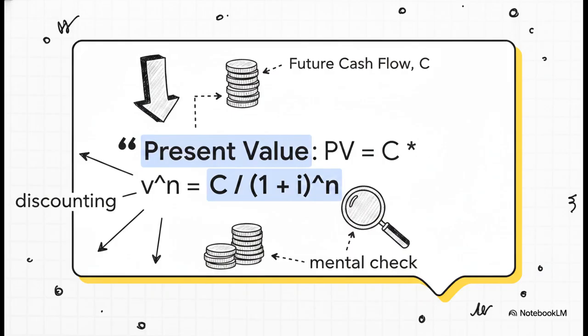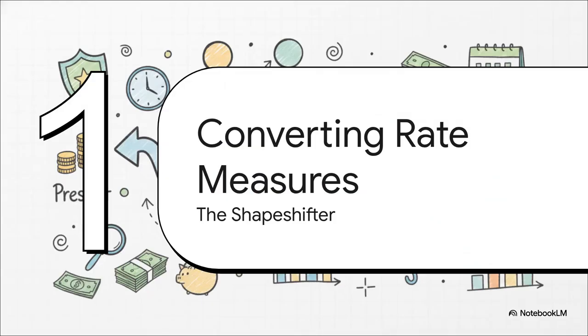Oh, and here's a really quick tutor tip for the exam. If your calculated present value ends up being numerically larger than your future cash flow, you've accidentally accumulated instead of discounted. So always do that quick mental check.